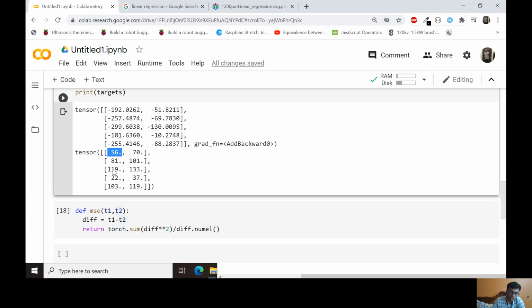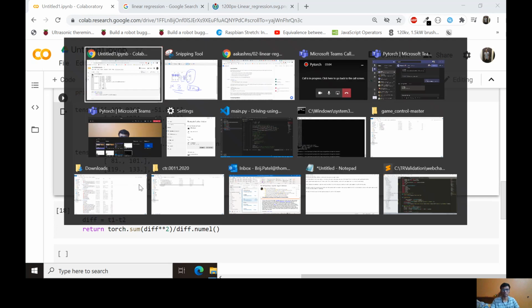So what it will do is, similar to when I subtract these two, it will do subtraction of all of these: 257, 81, 69, 101, minus 299, minus 119, minus 130, minus 133, minus 181, minus 22, minus 10, minus 37, minus 255, minus 103, minus 88, minus 119. Whatever the values are, I'll do the summation. Before summation, I need to do one more thing: I need to square them up. So just a minute.